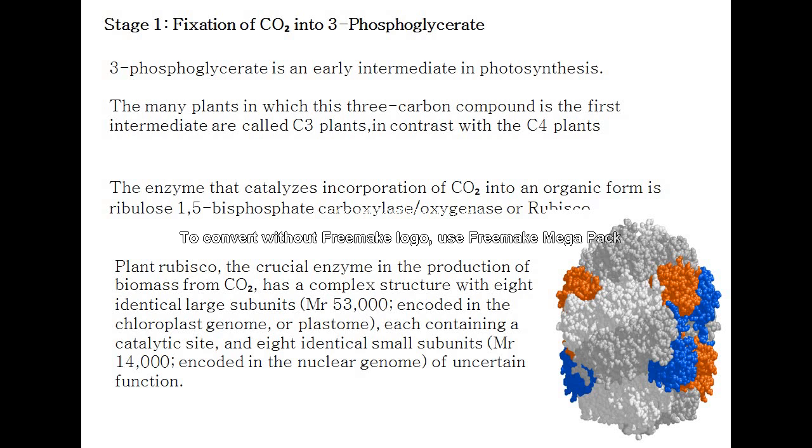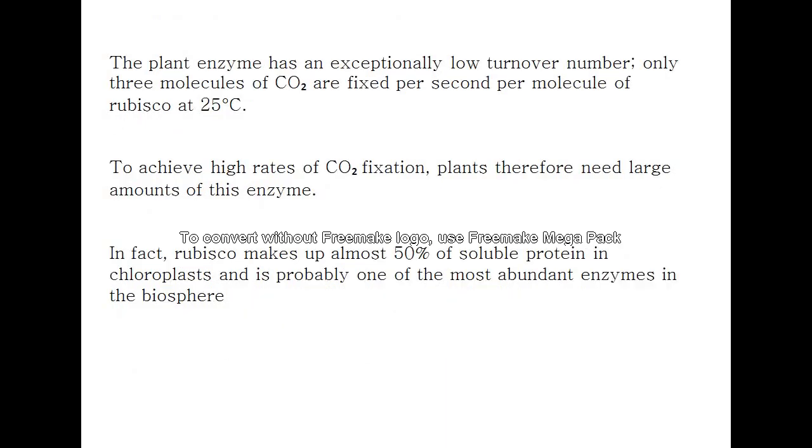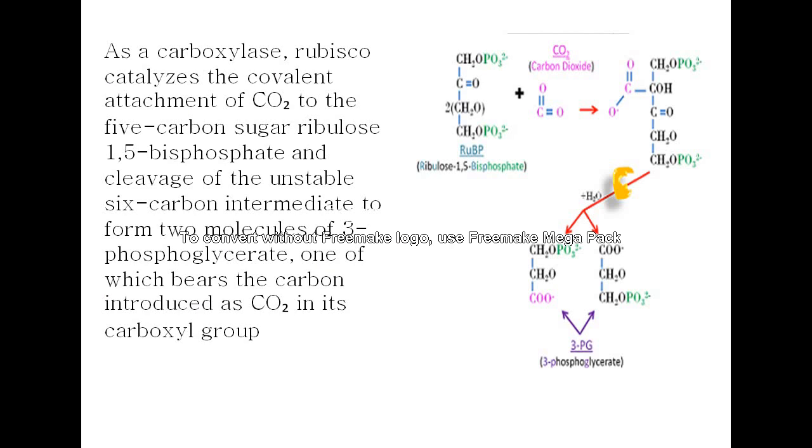Like I told, it is one of the crucial enzymes, and it is a complex structure with large subunits. അപ്പോൾ അതിനൊരു ആക്റ്റീവ് സൈറ്റ് ഉണ്ട്, ആ സ്ഥലവും അതിനകത്ത് മെഗ്നീഷ്യം ബൈൻഡ് ചെയ്യും. Only 3 molecules of carbon dioxide are fixed per second of the molecule. So plants need large amounts of this enzyme. ഞാൻ നേരത്തെ പറഞ്ഞൊരു കണക്ക് പറഞ്ഞല്ലോ, 50% പ്രോട്ടീൻ ഈ ക്ലോറോപ്ലാസ്റ്റിൽ ഉള്ളത് റുബിസ്കോ ആണ്.